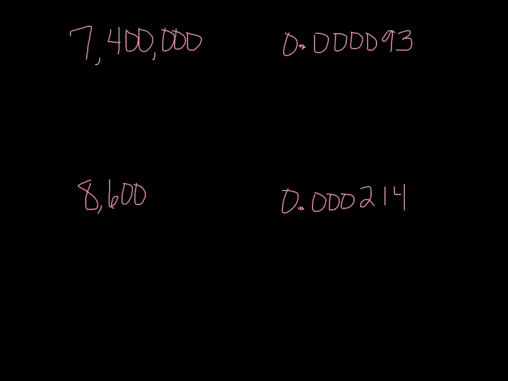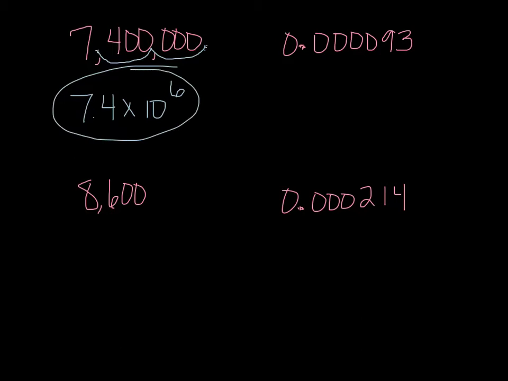Okay, let's look at some problems. I have 7,400,000. Right now, my decimal is right here. I want my decimal after the first number because I want it to be less than 10. So I want my decimal there, which would give me 7.4, which is less than 10, times 10. Now I just need to count. It's nice when they use commas. That's 3, 6. I moved it over 6 times. So 7,400,000 is 7.4 times 10 to the 6th power in scientific notation.